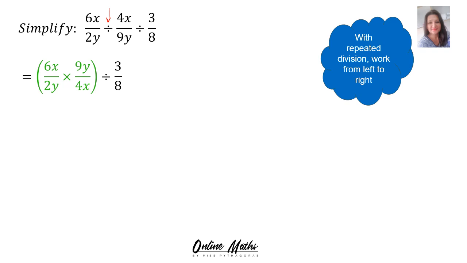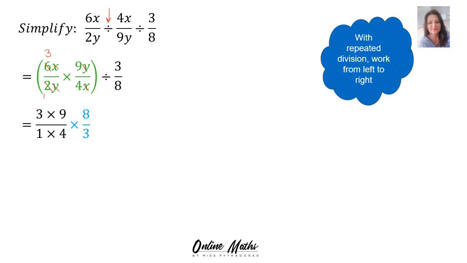Therefore, we can say that y and y cancel, x and x can cancel. And then we say 2 goes in itself once, and 2 goes into 6 3 times. And then nothing else can cancel. So I'm left there on the numerator 3 times 9 and the denominator 1 times 4.